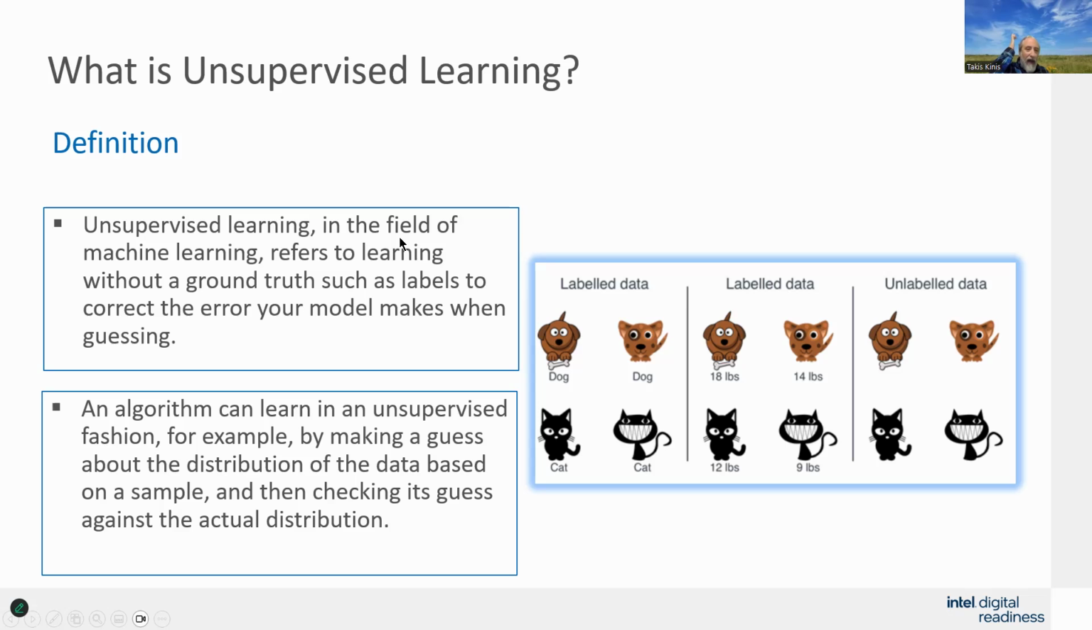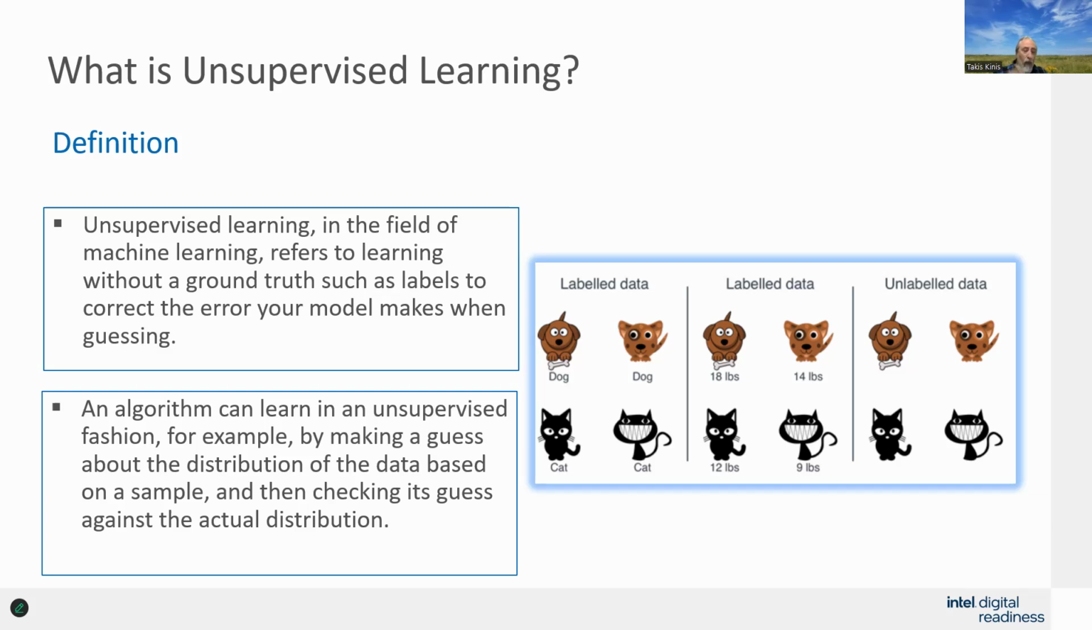It says here in the field of machine learning, unsupervised learning refers to learning without a ground truth such as labels to correct the error your model makes when guessing. Okay, so that's very different. So if you weren't told what a dog and a cat was, like you just landed on this planet, you've never seen one before, you go, well, those kind of look the same, and those kind of look the same, and that one looks way different, and that one I'm not really sure, that kind of thing.